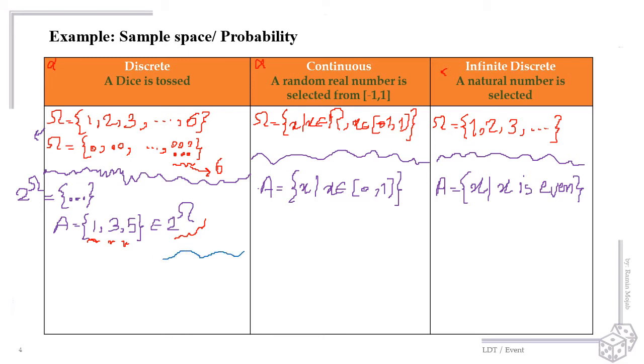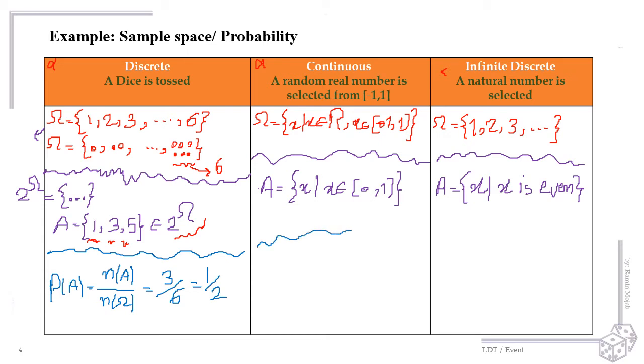For the discrete case, you must be familiar with this formula. We can count the number of elements, therefore we can say that the probability of A is the number of elements of A over the number of elements of omega. This is 3, this is 6, therefore the probability of A is 1/2.